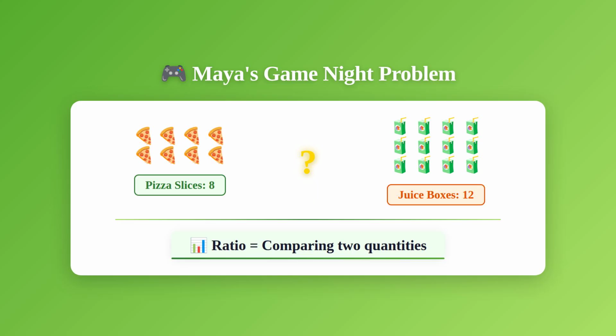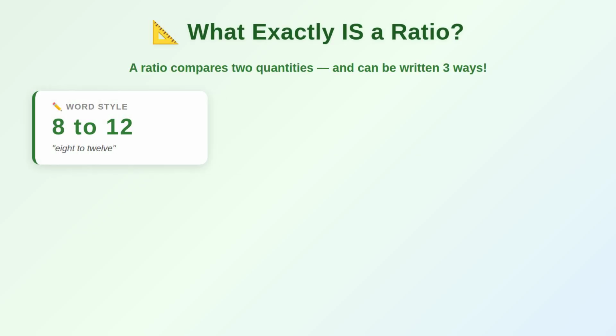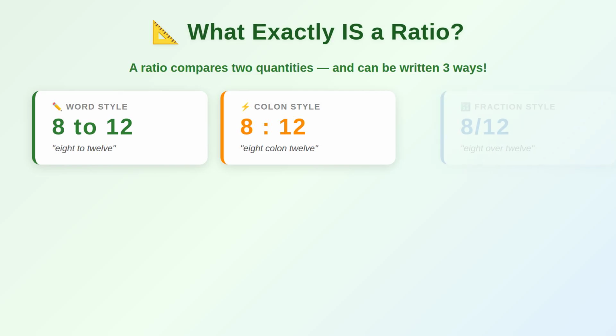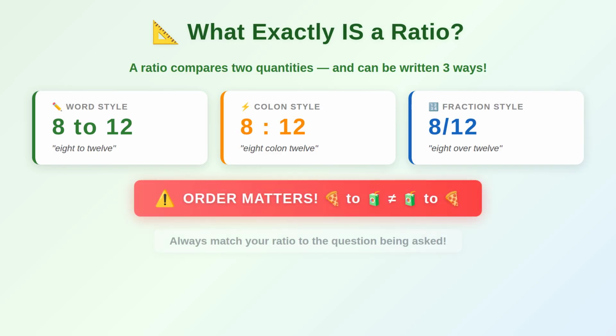A ratio is simply a way to compare two quantities. It tells us how much of one thing there is compared to another. In Maya's case, we're comparing pizza slices to juice boxes. Simple as that. A ratio is a comparison of two quantities. Think of it like this. A ratio answers the question, for every this many of one thing, how many of another thing are there?